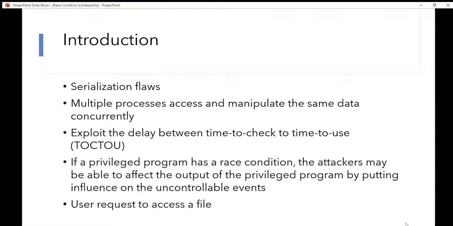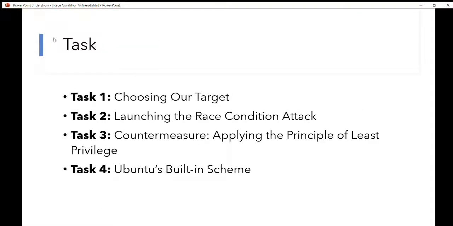Okay, so now we move to the task explanations. In our mini project, we have 4 tasks. The first 2 tasks are exploiting the vulnerabilities, and the remaining 2 tasks are the countermeasures applied in order to prevent this vulnerability. First of all, task 1 will be choosing our target. Second will be launching the race condition attack.